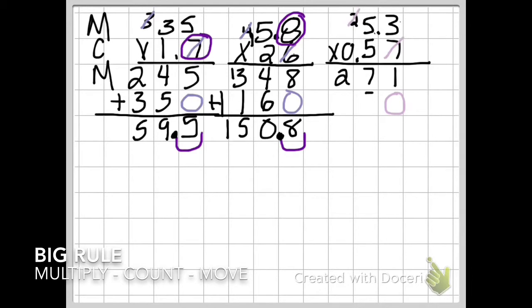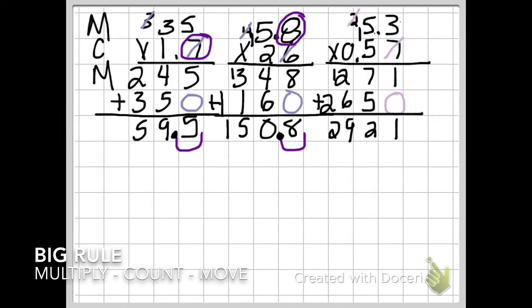5 times 3 is 15. Carry my 1. 5 times 5 is 25, plus 1 is 26. I'm going to go ahead and add. 1 plus 0 is 1. 7 plus 5 is 12. Carry my 1. 1 plus 2 is 3, plus 6 is 9. And I can bring my 2 straight down.